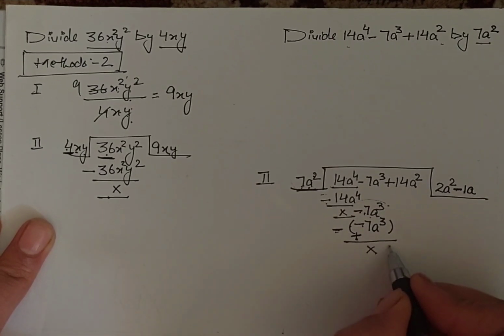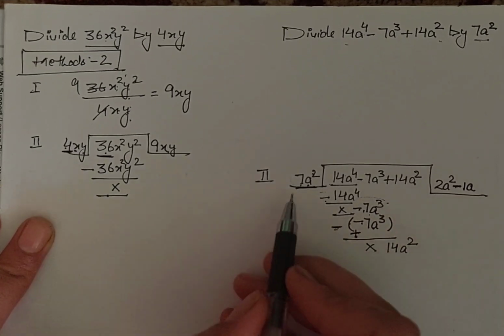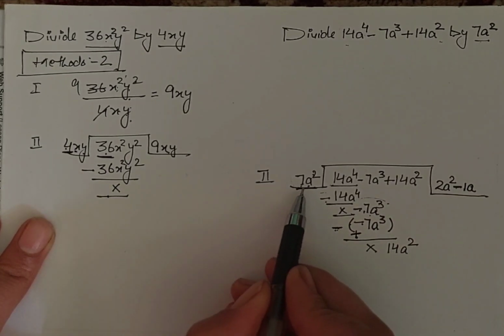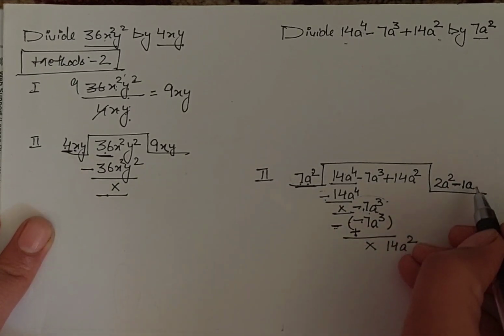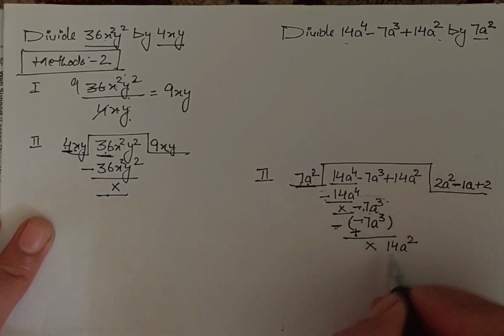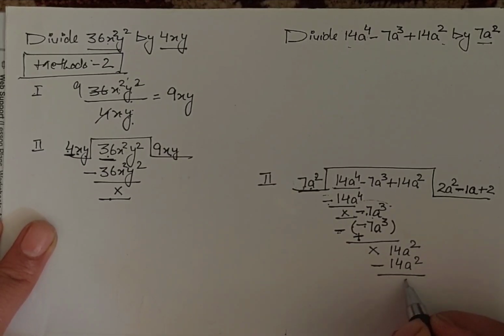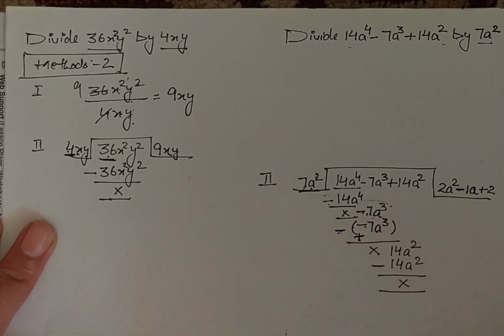Now I will copy the next term, which is 14a square. Now we have to multiply 7a square by plus 2 to get 14a square, and now we will subtract. Now this is here. This is how you have to do it.